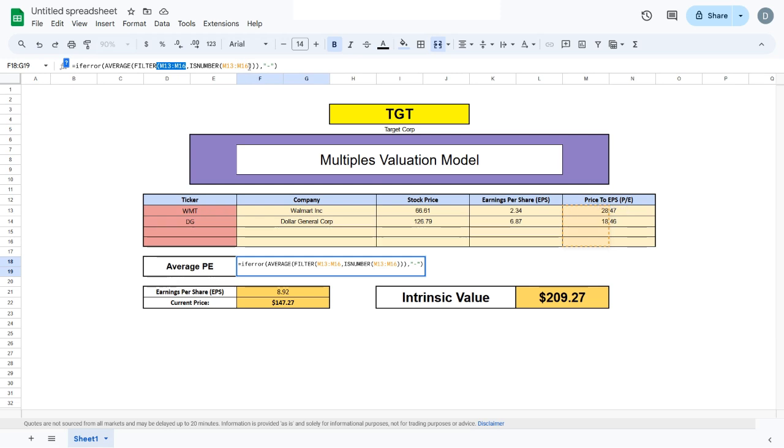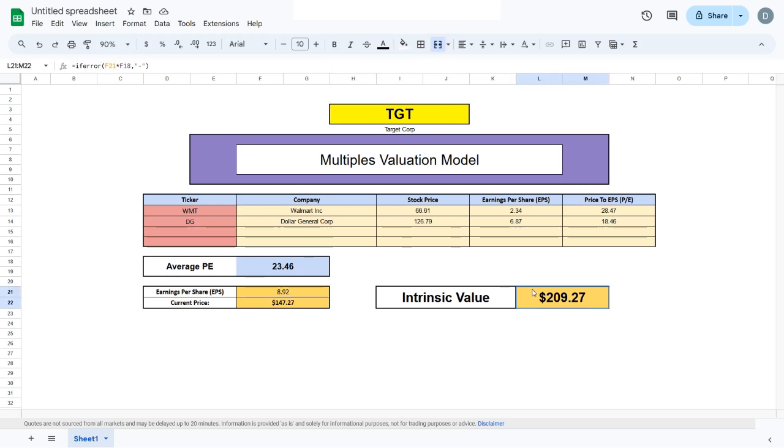And if you want to use a normal average formula, you are completely free to do so. It will not change anything. This is just a little more fancy. Now that we have the average PE, we can pull the earnings per share for Target, again using the same Google Finance formula as we used to pull the earnings per share for our competitors. And to pull the current price of Target, we will use the same formula again as we used for our competitors, except we'll input the cell H3, which is where our Target ticker is located.